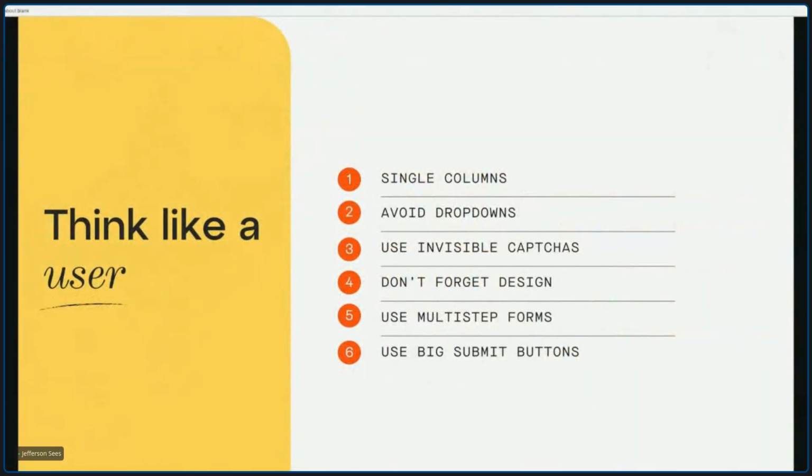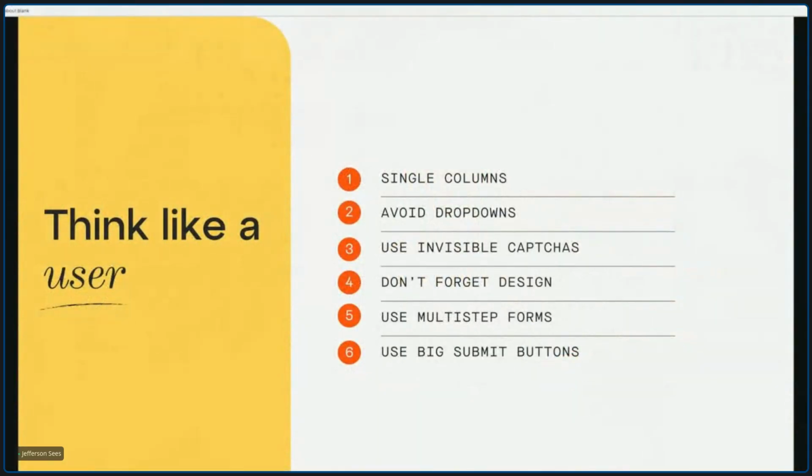Single columns, even on desktop, even if it's a really long form, almost always have more conversion than forms that have multiple columns. So even when it comes to first and last name, keep that in one column, right? Name, first, underneath, last, right? Another one is avoid drop downs at all costs.